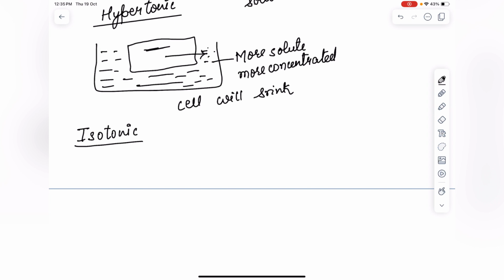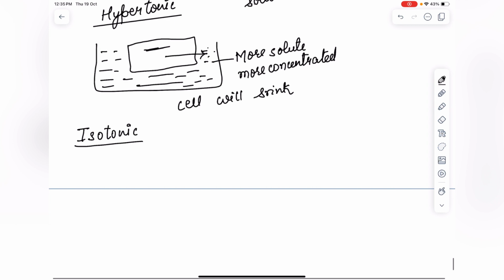So when the cell is placed in the isotonic solution, there is no net flow of water towards the inside or outside. If the external solution balances the osmotic pressure of the cytoplasm, it is said to be isotonic. क्या होगा? अगर एक्सटर्नल सॉल्यूशन बैलेंस हो जाए तो इनके बीच का जो ऑस्मोटिक प्रेशर साइटोप्लाज्म का है, उसे बोलेंगे आइसोटोनिक.